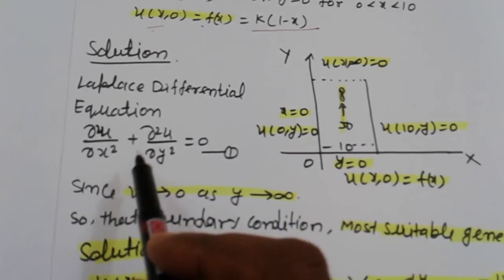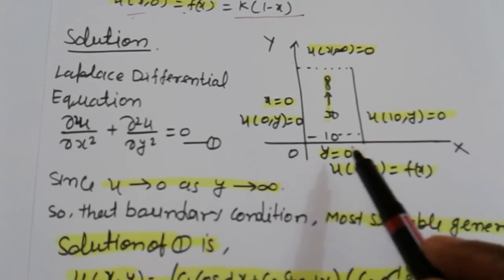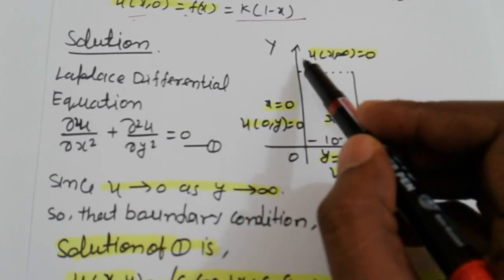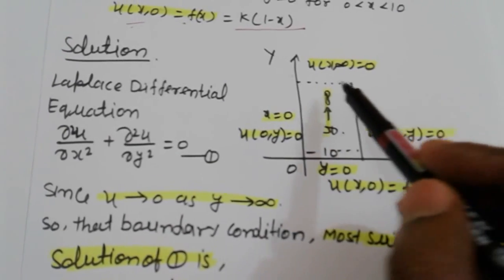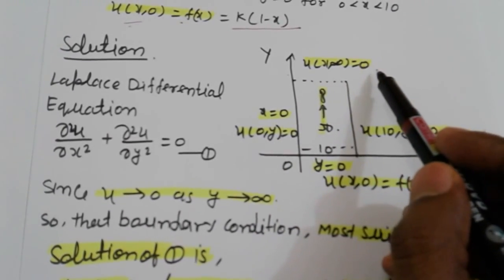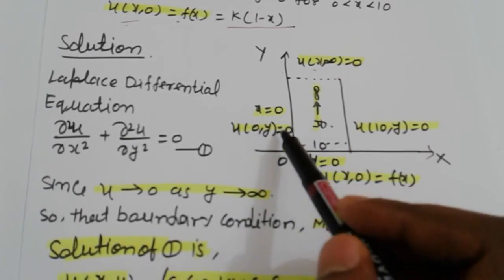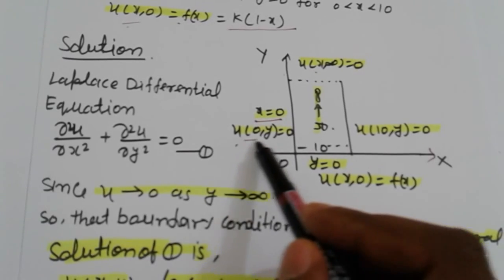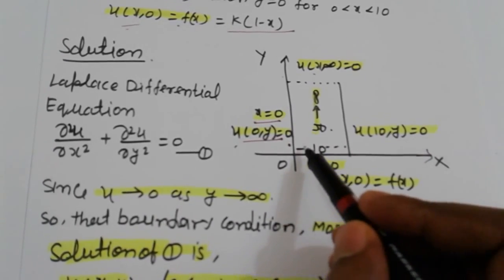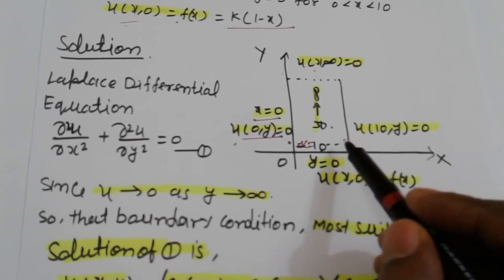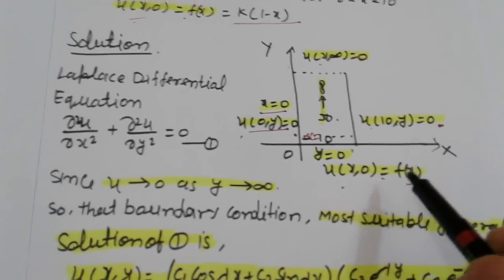So the Laplace differential equation is del squared u by del x squared plus del squared u by del y squared equal to 0. Here the work goes first along the x-axis, that is x, and this is y tending to infinity. Now u(x, infinity) equal to 0, and this is according to y, so that is x equal to 0. Now u(0, y) equal to 0 is the boundary here, and here x is equal to 10. So now u(10, y) equal to 0 here, and at y equal to 0, u(x, 0) equal to f(x).